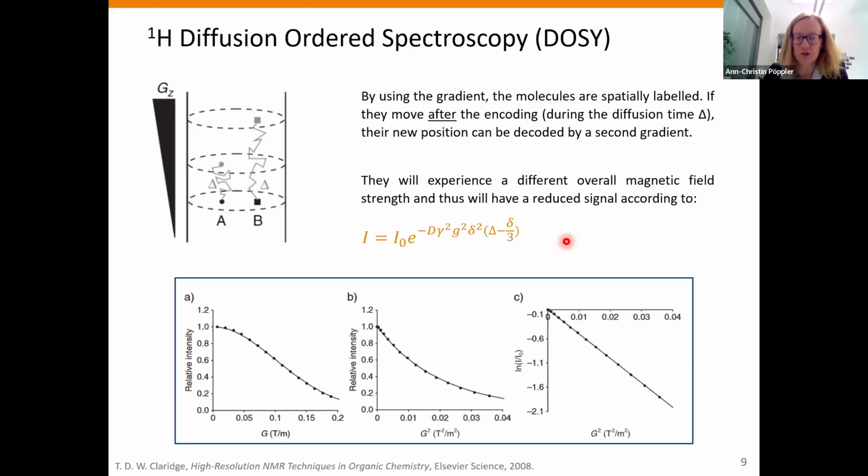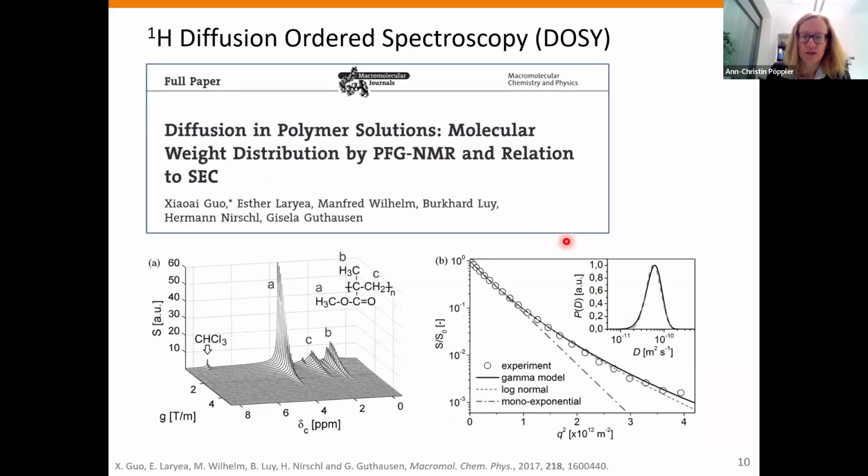If we now go to polymers, then it's getting a bit more complicated. So here you can see a work where Burkhard Louis was involved, and this is now diffusion NMR on polymers. So you can see here the different spectra, where with increasing gradient strength, you have the decay of the signal. And then, of course, for each of the signals, you can plot the signal intensity as a function of the gradient strength. And then you have to fit this.